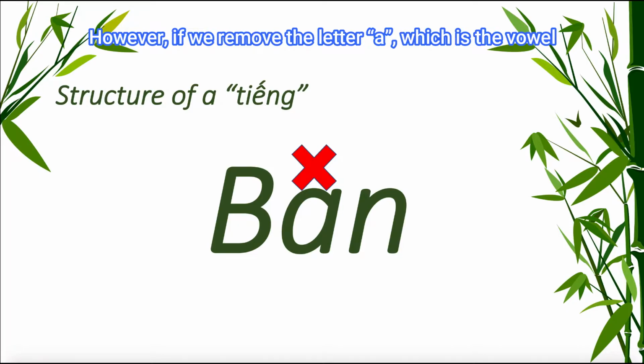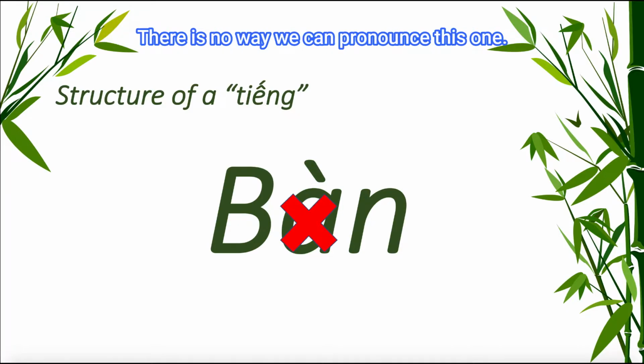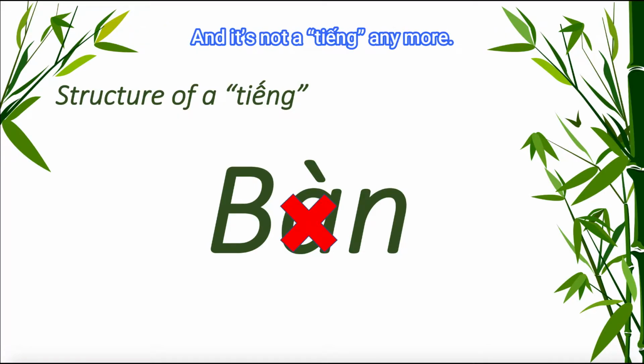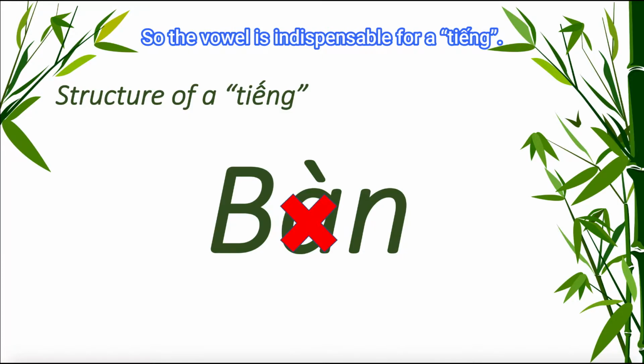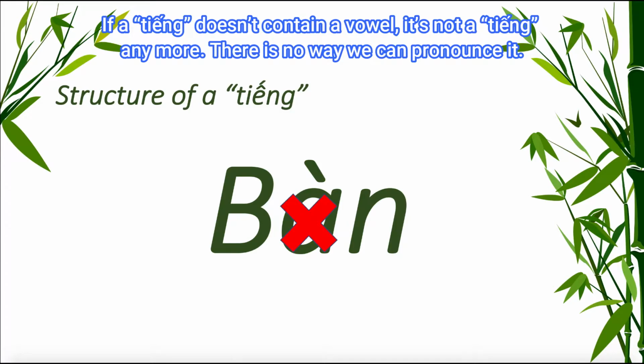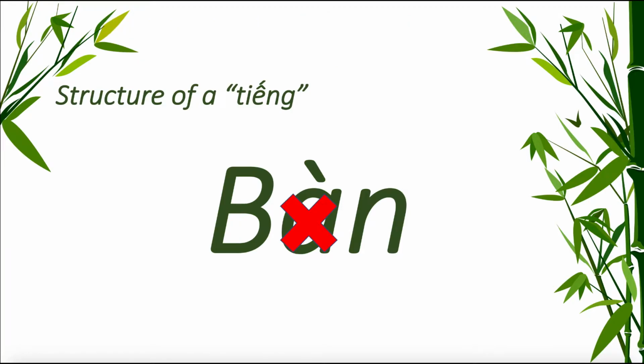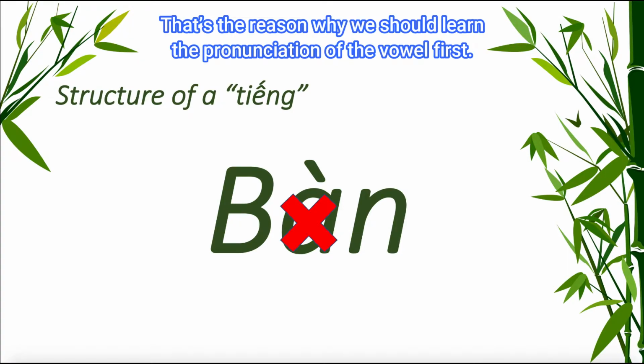However, if we remove the letter A, which is the vowel, there is no way we can pronounce this one, and it's not a tiếng anymore. So the vowel is indispensable for a tiếng. If a tiếng doesn't contain a vowel, it's not a tiếng anymore. There is no way we can pronounce it. That's the reason why we should learn the pronunciation of the vowel first.